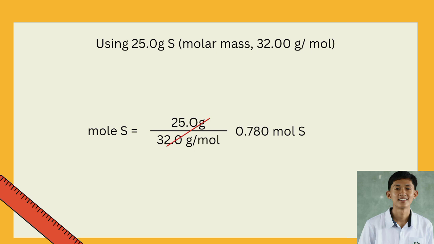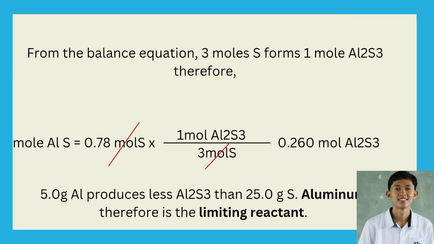Let's use the calculated moles of sulfur and the balanced chemical equation to find the maximum amount of aluminum sulfide that can be produced from only the sulfur. This calculation, when compared to the amount of product formed from aluminum, 0.093 moles, helps identify the limiting reactant. The reactant that produces the lesser amount of product is the limiting one.